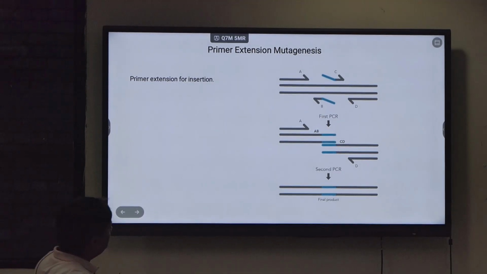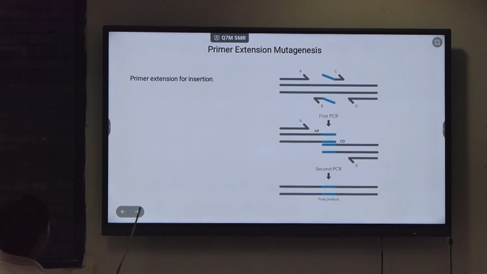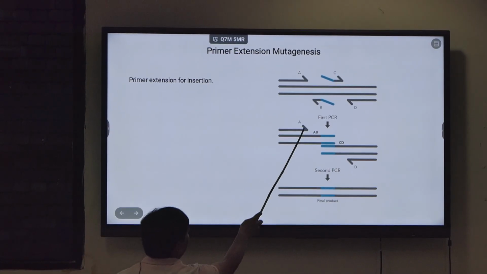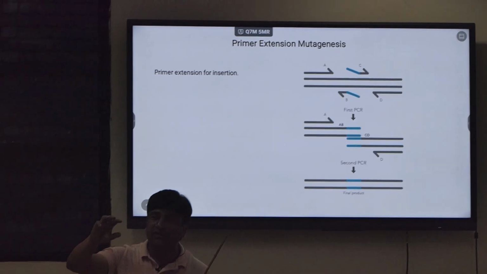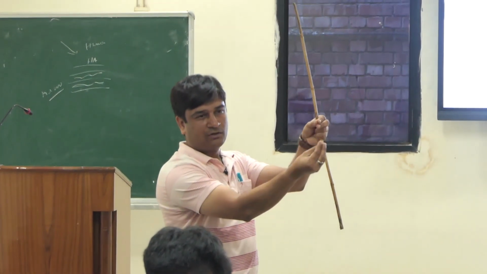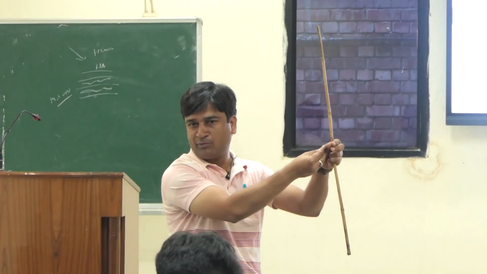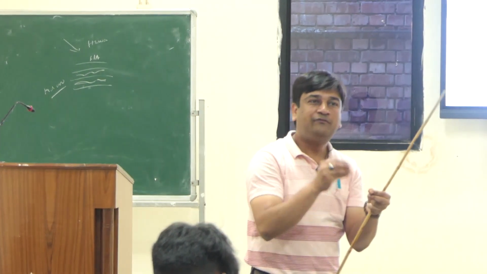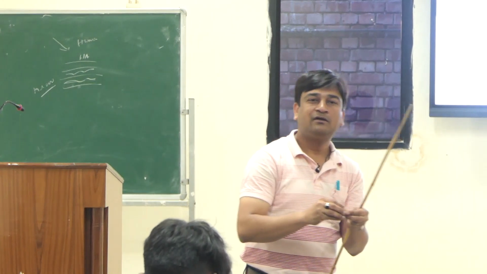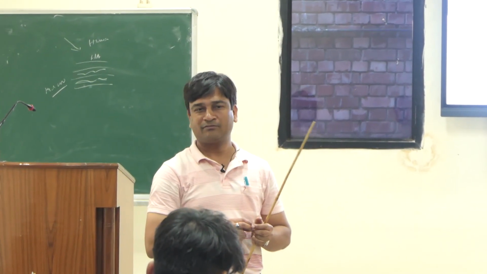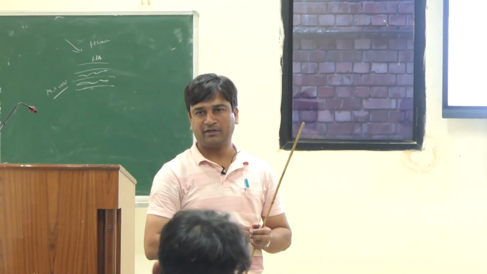Okay, now if you want to add something, primer extension mutagenesis, what we saw was addition of a sequence at the 3' end of the gene. That was very straightforward, because you just need to append something to the reverse primer and then it will be incorporated into the final amplified product. But what if you want to add something right in the middle of the gene? How will you do that?